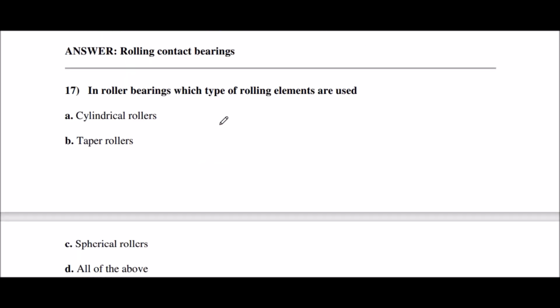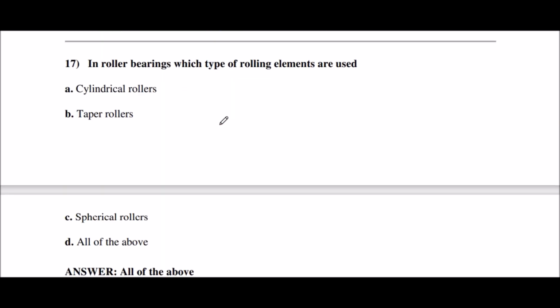Next question. In roller bearings, which type of rolling elements are used? Option A, cylindrical rollers; option B, taper rollers; option C, spherical rollers; option D, all of the above. Right answer is option D, all of the above. In roller bearings, cylindrical rollers, taper rollers and spherical rollers type of rolling elements are used.